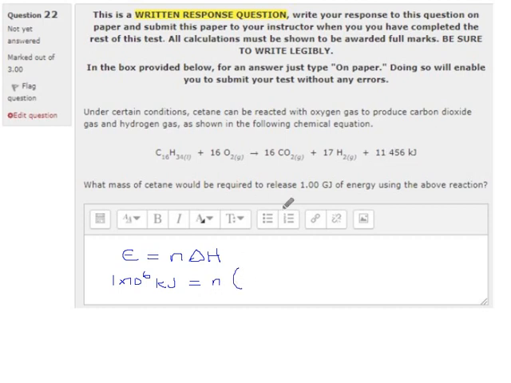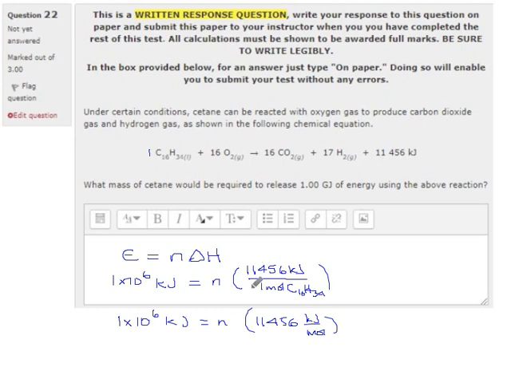Delta H, well, it's 11,456 kilojoules for every, hooray, it's 1 mole of cetane. The fact that it's 1 means I don't actually have to divide this. The number's not going to change. So I have 1 times 10 to the 6 kilojoules equals N times 11,456 kilojoules per mole.